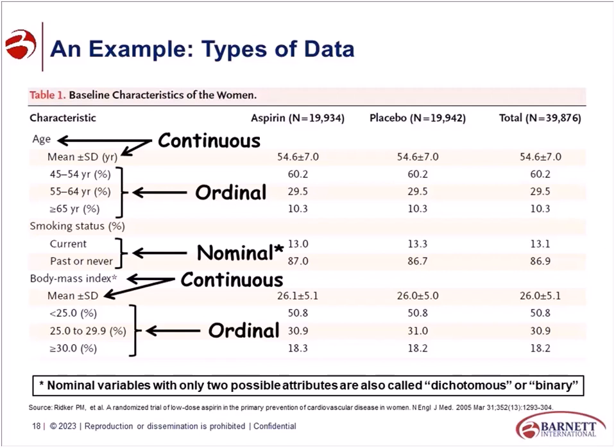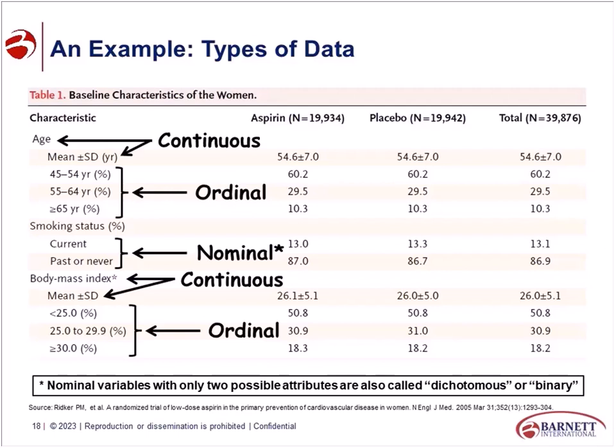Well, yes, age can be continuous as recorded. So the average person gives you age, and say they give you a date of birth. If they give you a date of birth, you can calculate their age to the nearest day, and therefore convert it to a decimal. So like in here, the average age is 54.6. But you can also categorize it into an ordinal variable: 45 to 54, 55 to 64, and greater than 65. So age can be both continuous and ordinal, depending on how it's actually reported.